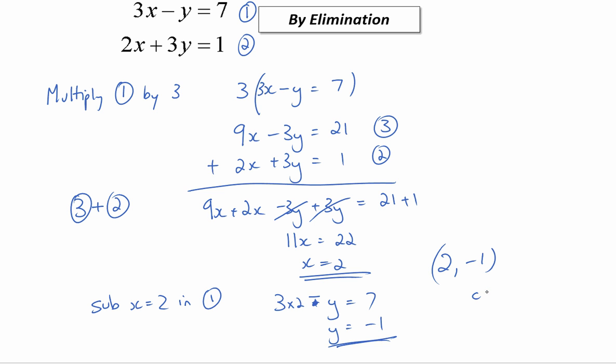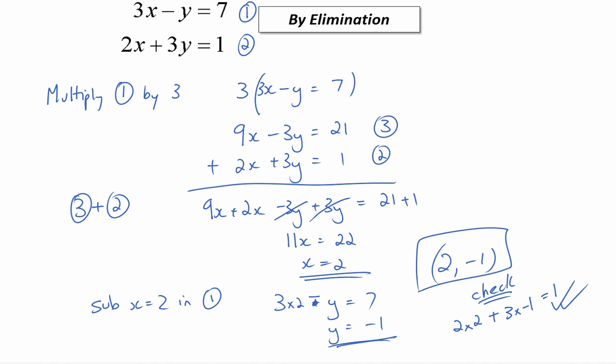Now you've got to do a check. You may as well do a check and know that you got it right. So let's check using equation 2. We've got 2 times x, so 2 times 2. And we're going to add on to that 3 times negative 1, because that was our y, and we want this to be equal to 1. So we've got 2 times 2 is 4, minus 3 is 1. We know that this is actually the solution to these two. If we were to graph it, this is where the two lines would cross over each other, or where they would intersect. And that's how you solve by elimination.